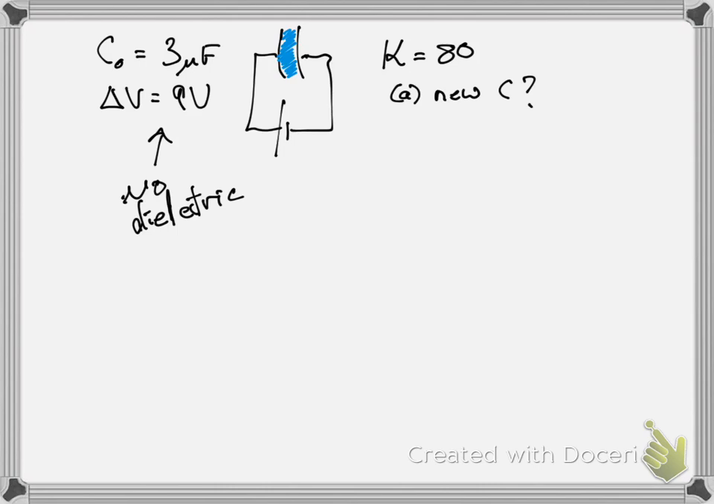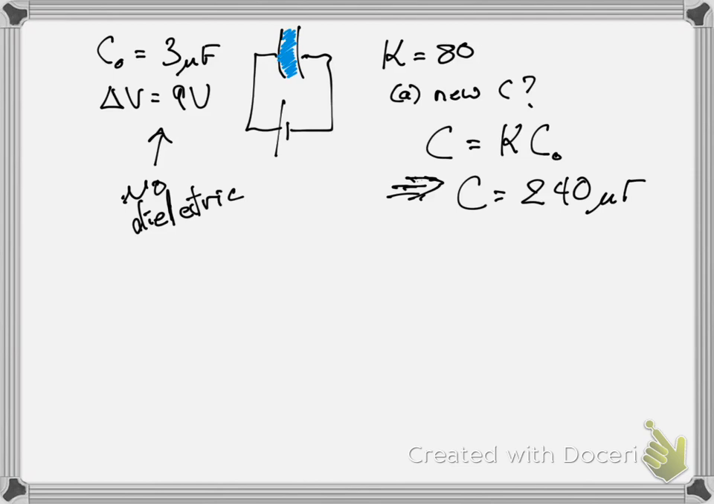Okay, so I've redrawn my picture. I put a dielectric in it. We had the original quantities with no dielectric, and now we want to know the new capacitance. Well, this is trivial, right? The new capacitance is kappa times the old capacitance, so the new capacitance is 240 microfarads. So 240 microfarads. What else changes?